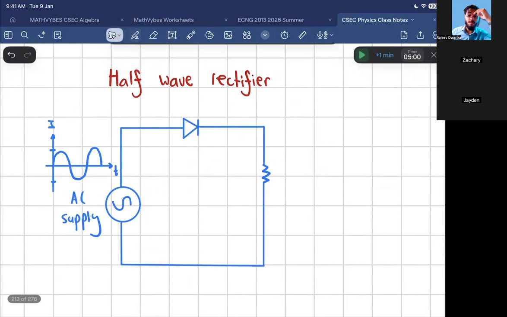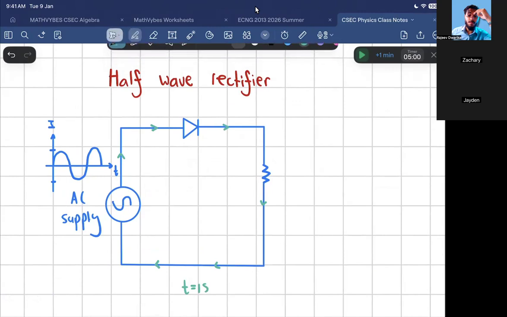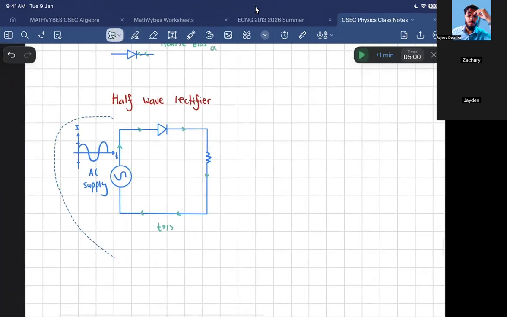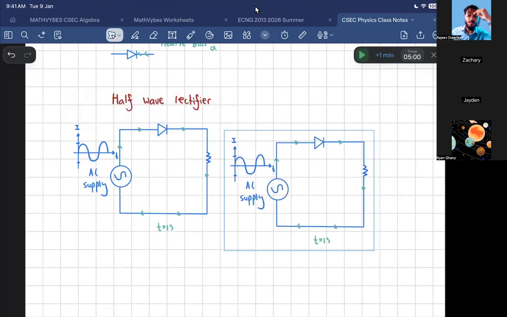So guys, here's the scenario. Let's just say at t is equal to 1 second, the current is flowing in this direction. So right now, is it in forward bias or reverse bias? Forward bias. But Jaden, if it's an alternating power source, will the current always be in that direction? No, it'll be in reverse bias.